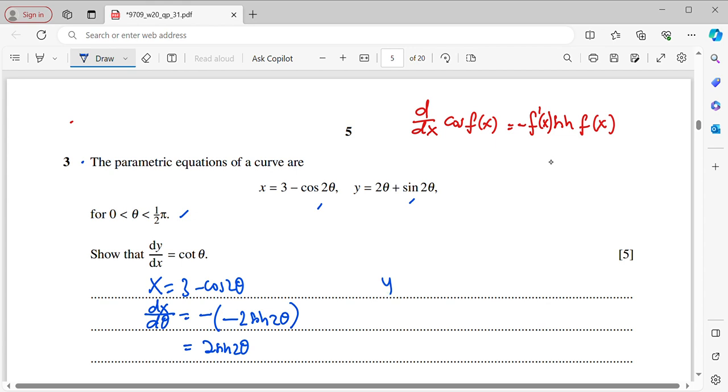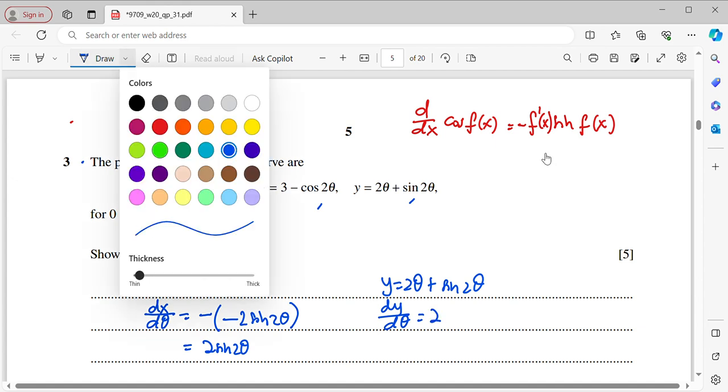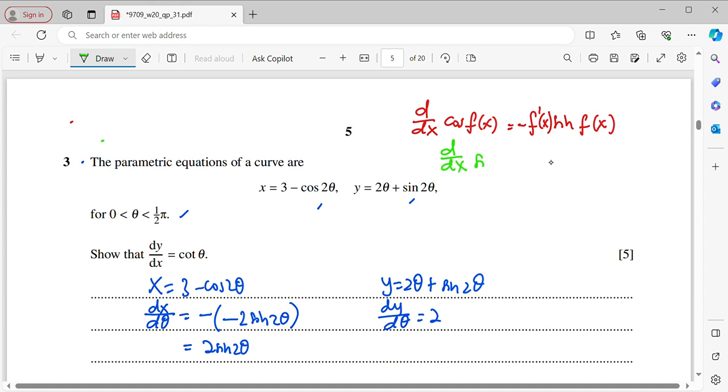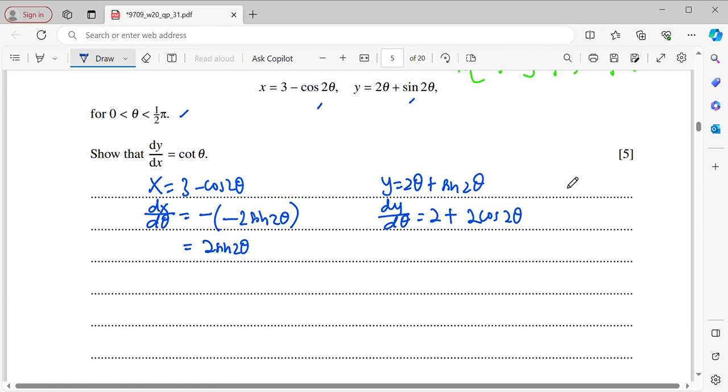Okay, and same goes to y equals 2 theta plus sine 2 theta. So our dy over d theta: differentiate 2 theta is 2. Differentiate sine: when you differentiate sine f(x) with respect to x, I will get cos f(x), and then differentiate f(x), it will be f'(x). So in this case, when you differentiate sine 2 theta, it will be a plus first. Differentiate sine is cos, remain the 2 theta, differentiate 2 theta is a 2. Okay, so these are the two differentiations, but now we need to get dy over dx.